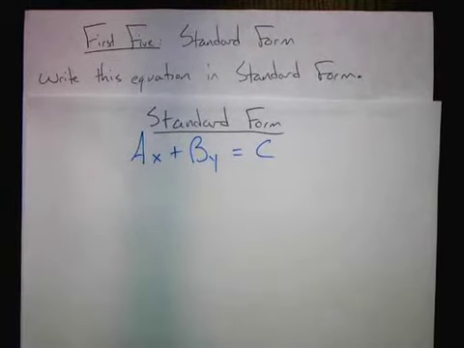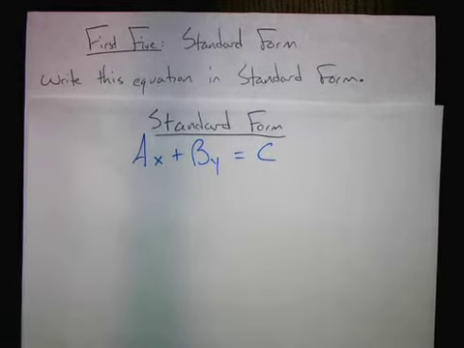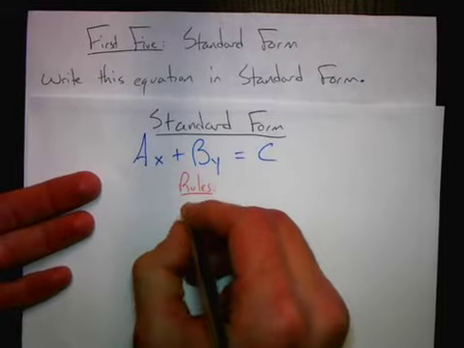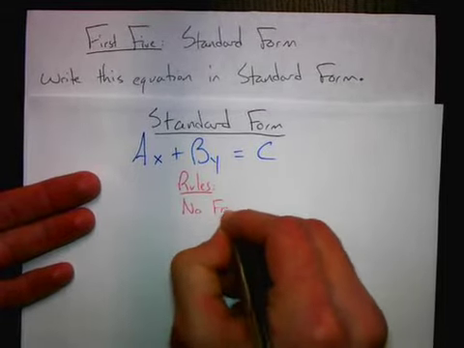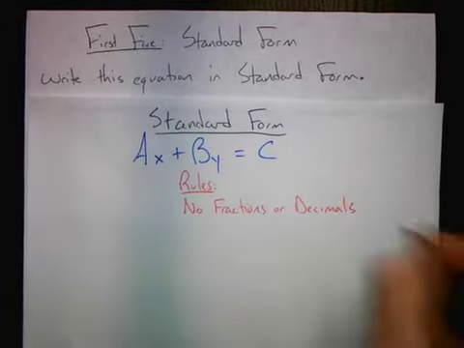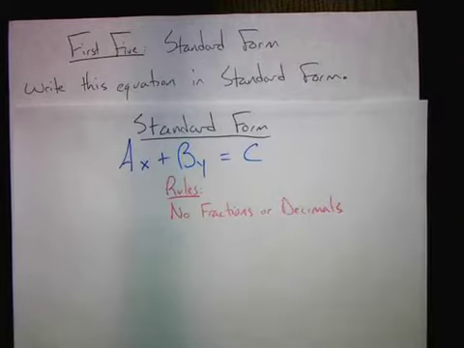Now, standard form comes with a couple of rules that you have to know about. And you'll see, a and b have to be integer coefficients. Well, what does that mean? Since we have rules for standard form, what that means is no fractions or decimals allowed. So for slope-intercept form, when we had y equals mx plus b, if the slope was a fraction, that was okay. In standard form, we can't have fractions. Okay, so that's the first rule. No fractions or decimals allowed.